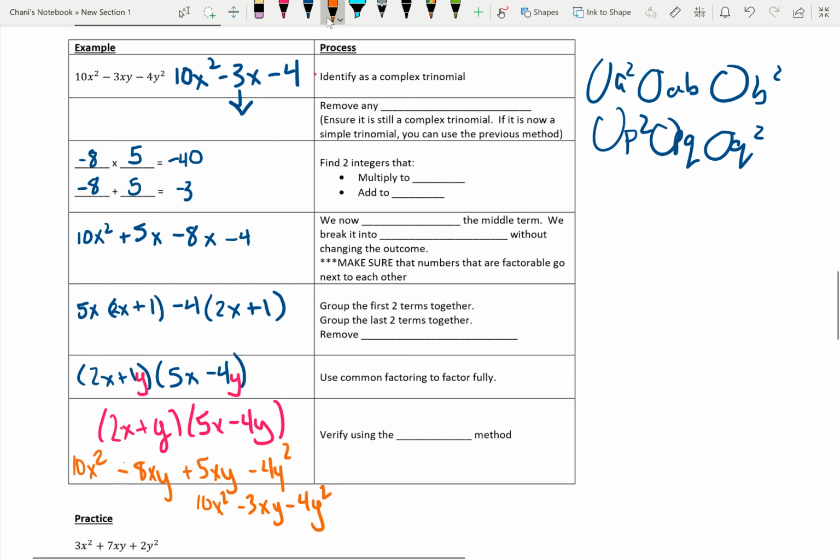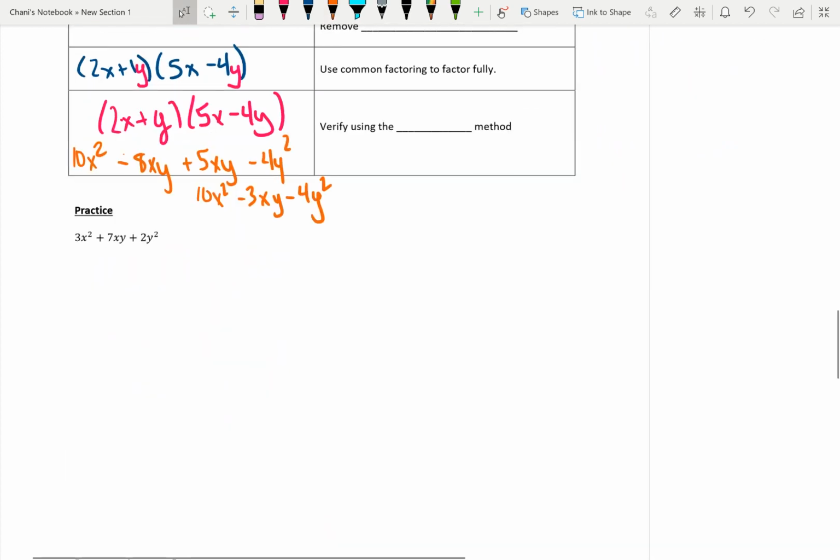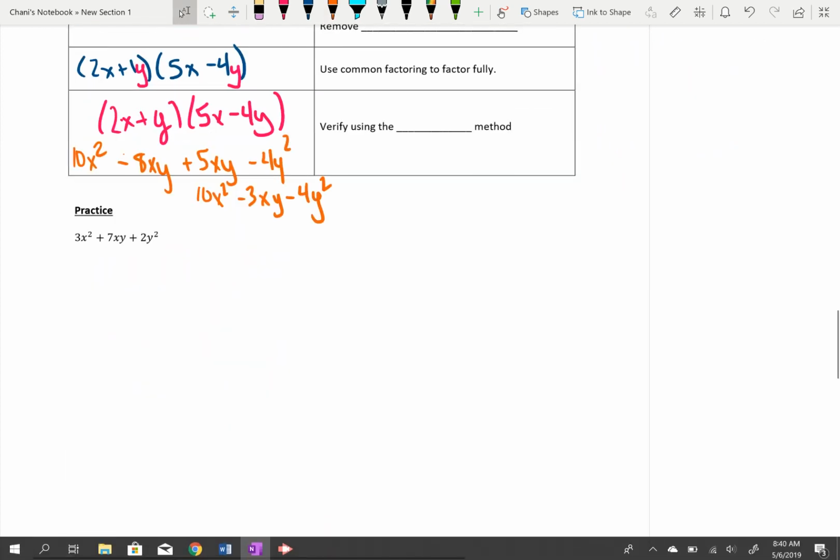So that is the way I recommend doing it, is to just take out the second variable and then add it back with the second term in your binomial at the end of your factoring. All right, so here is a practice one for you. Again, please do that. I will take it up in class.